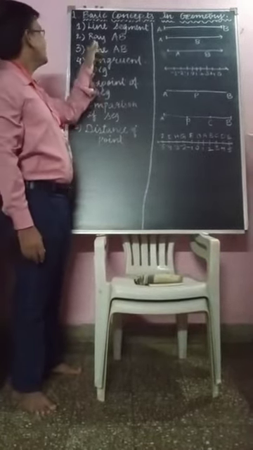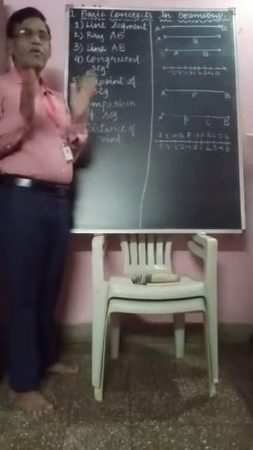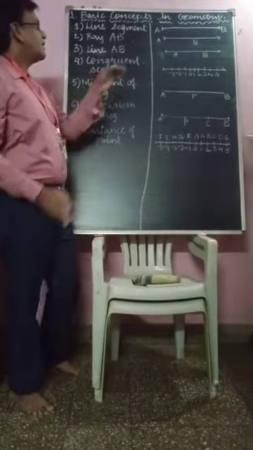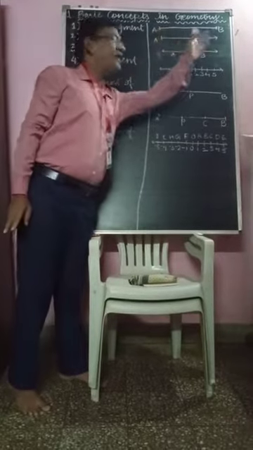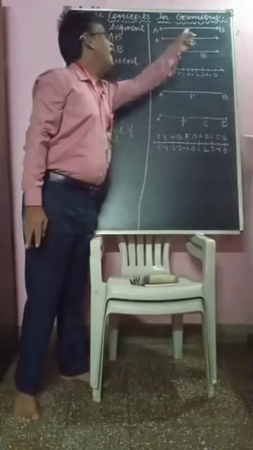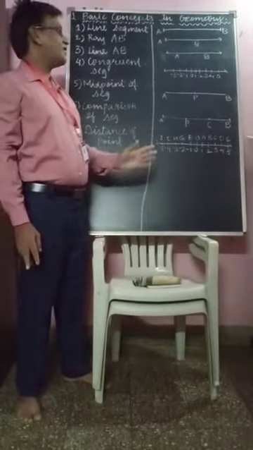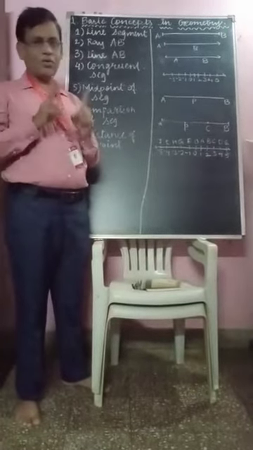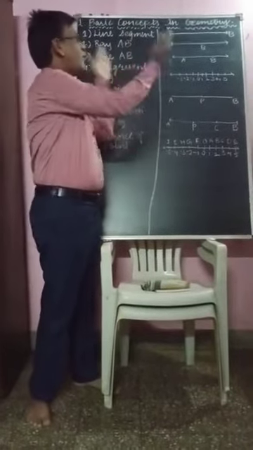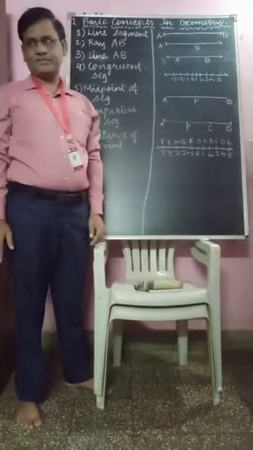Now first one, that is line segment. What is the line segment? It is a set of points in between two points. See here, A and B, these two points are there, and all the points in between A and B are said to be a line segment. Means the line segment has two points which are end points, and all the points which lie between A and B are said to be a line segment.